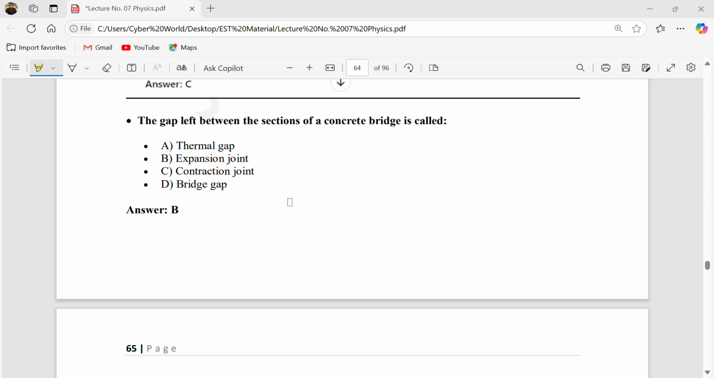The gap left between the sections of concrete bridges is what? Thermal gaps, expansion joints, contraction joints. Yes, those are the expansion joints. Because in concrete bridges we leave some gaps, and those gaps, as I mentioned before, are expansion joints, because in summer the bridge expands since it is made up of metals, expanding objects, or any other expanding material.